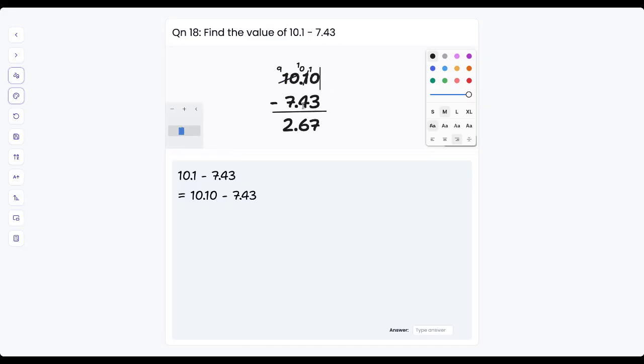So you have 10.10 minus 7.43. For 0, you need to get 1 from 1, so you cancel 1 to become 0. Then 10 minus 3 is 7, which is correct. Okay, so 0 minus 4, we cannot minus, so we need to get a 1 from 10. So you cancel 10, it becomes 9. You get a 1, so 10 minus 4 is 6. And then 9 minus 7 is 2. There you go. So the answer to this question is 2.67. All right, let's move on to the next question.